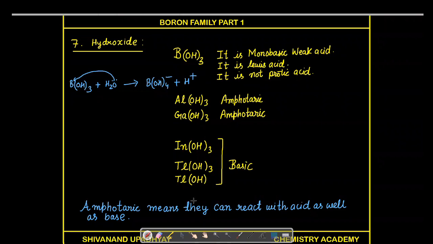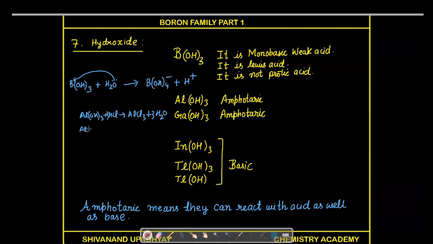Amphoteric means these hydroxides or oxides can react with acid as well as base. So aluminium hydroxide can react with HCl, and aluminium hydroxide can react with NaOH; both are possible. When aluminium hydroxide reacts with HCl, there is formation of AlCl3 plus H2O, with 3 molecules of water forming. So this is the reaction.